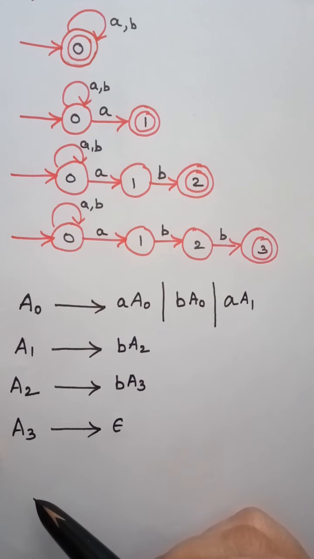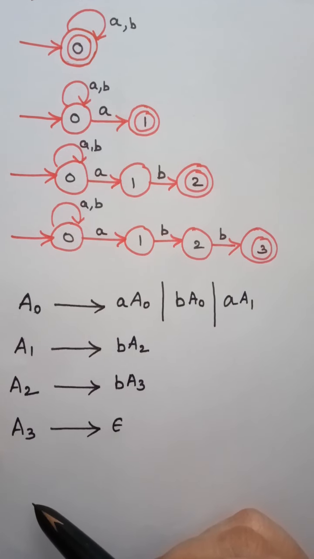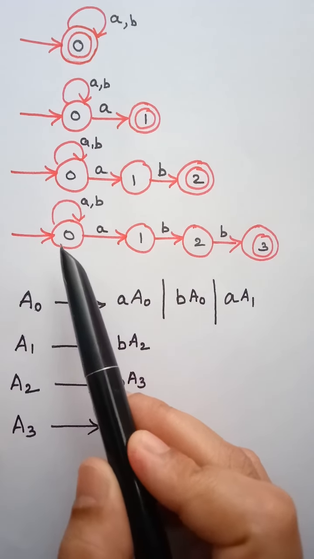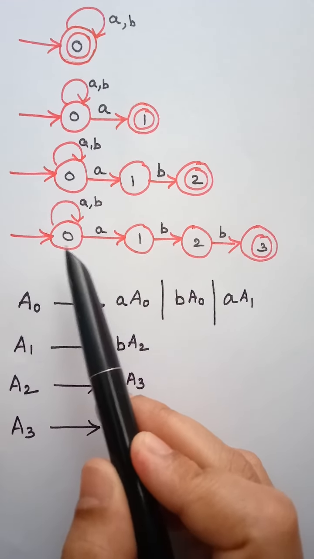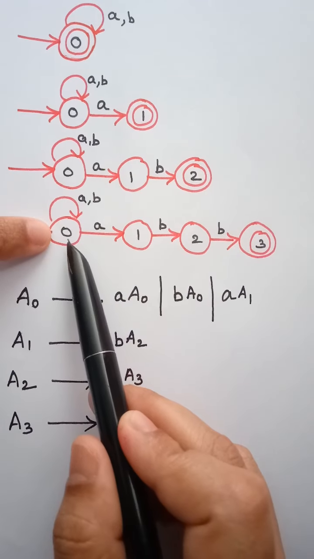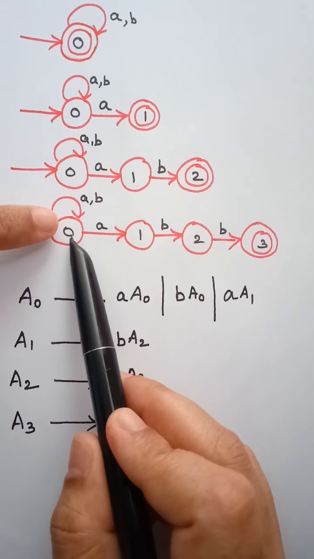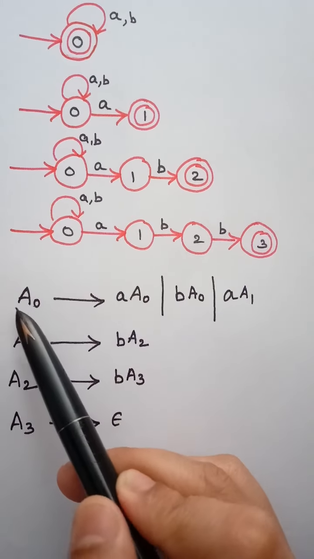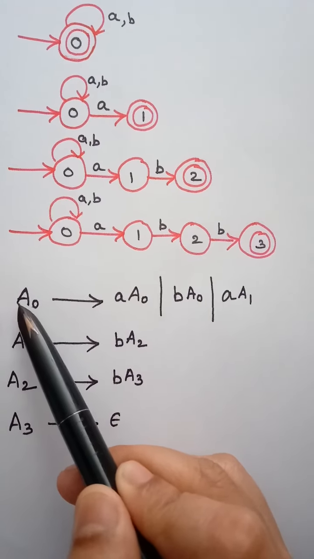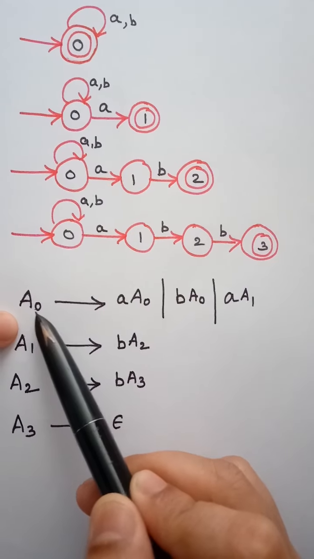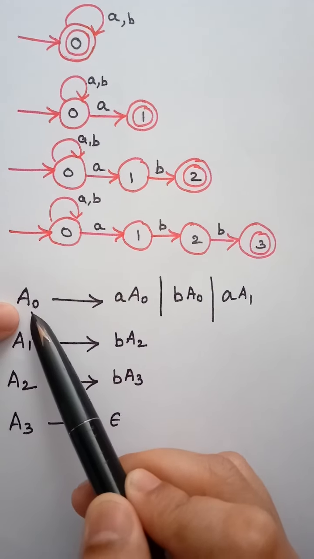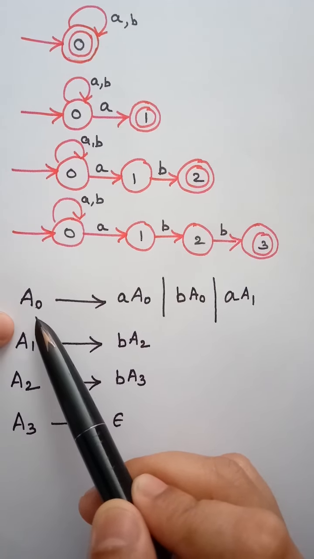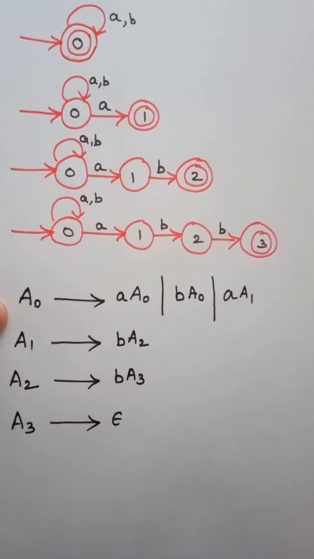Coming to the fourth rule, if I is the start state, then make AI the start symbol of your grammar. Here 0 is the start state, right? So we need to make A0 the start symbol of your grammar. Obviously A0 is the start symbol, which is written as the first symbol in your grammar. So this is the start symbol.